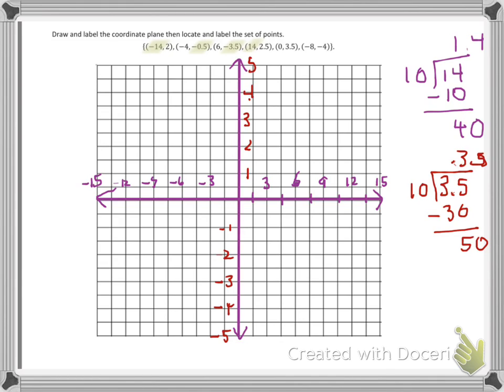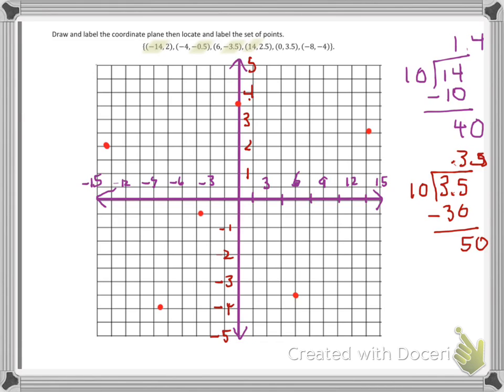So let's see, left 14, which is going to be just a little bit past -13.5, and then up to 2, so about right there. Left 4, and then down to 0.5, which is about right there. Right 6, down 3.5. Right 6 is there, down 3.5 is there. Right 14, and then up to 2.5, so about right there. 0, up 3.5, right there, and then left 8, and then down 4. Left 8 and down 4 is about right there.